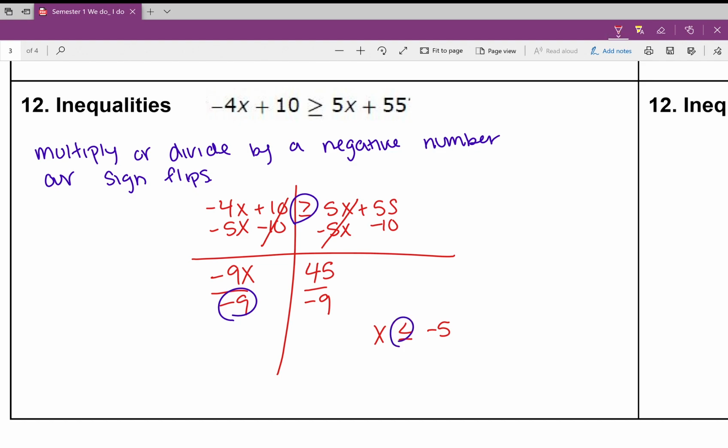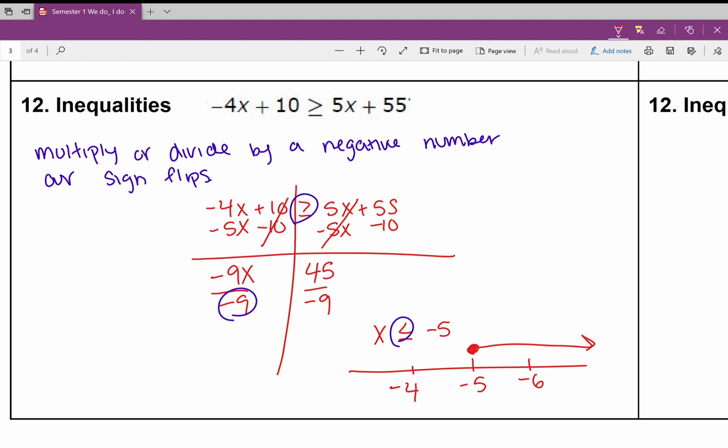Okay, now I need to graph it on my number line. So I have negative 5. Since this is a less than or equal to symbol, it's going to be a closed dot. And since it's less than, it's everything smaller. So everything smaller than negative 5 would be this way. Everything smaller because negative 6, negative 4. Okay.